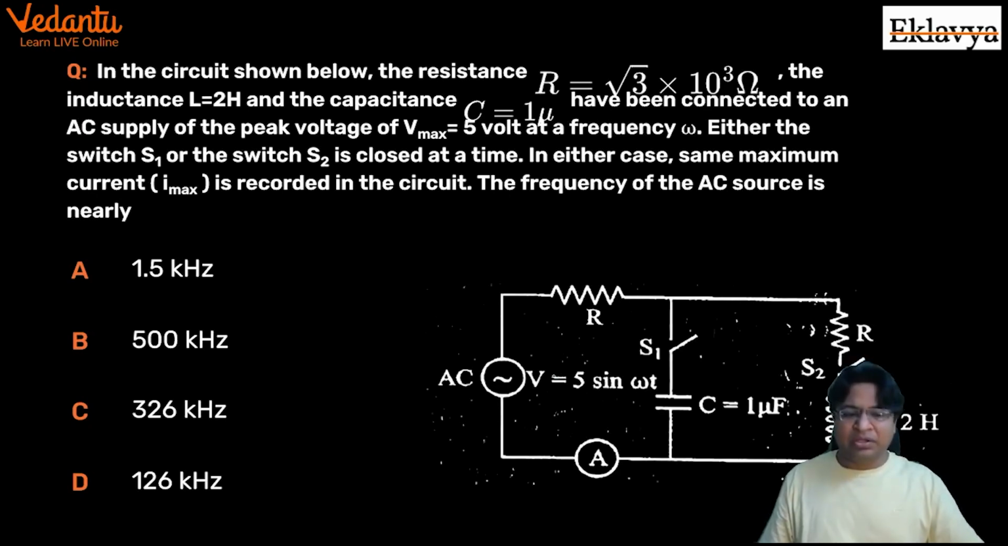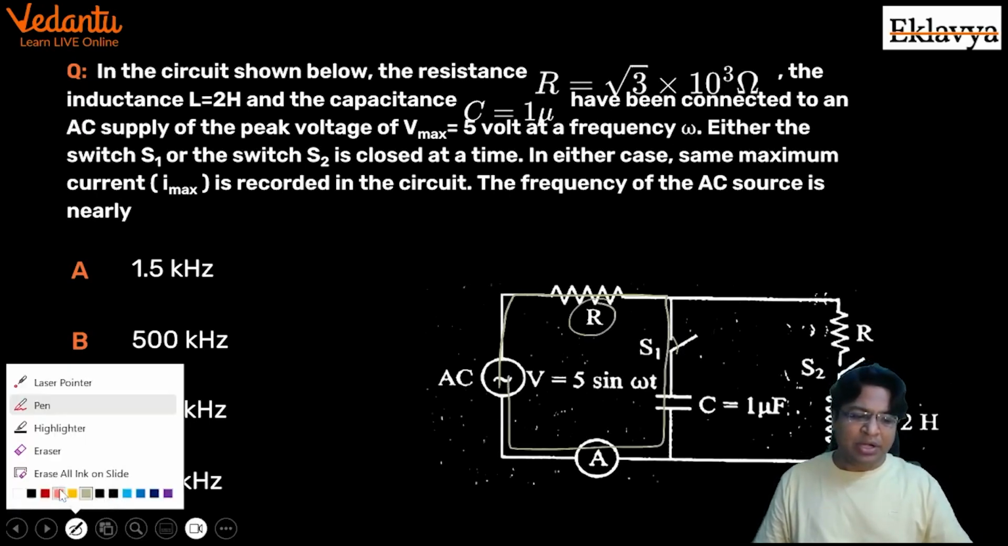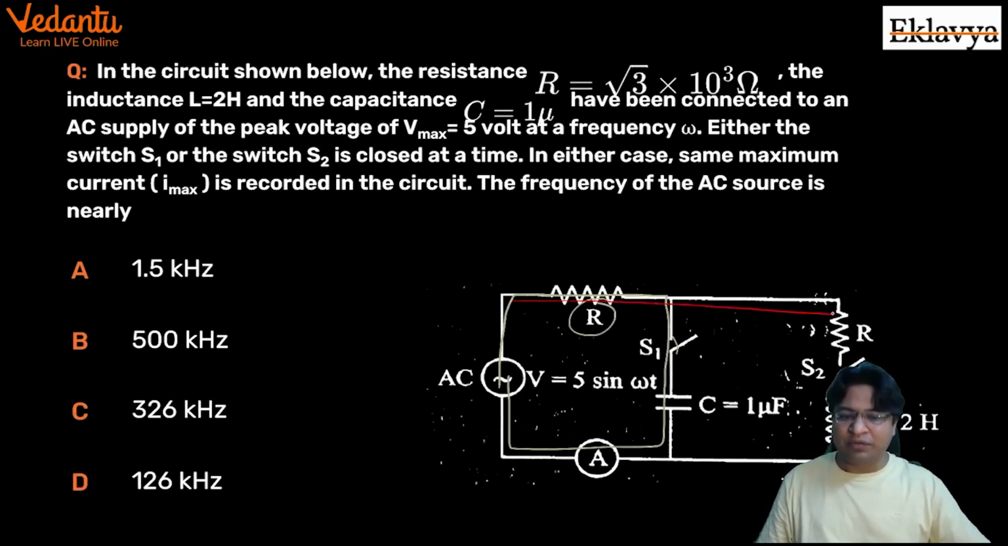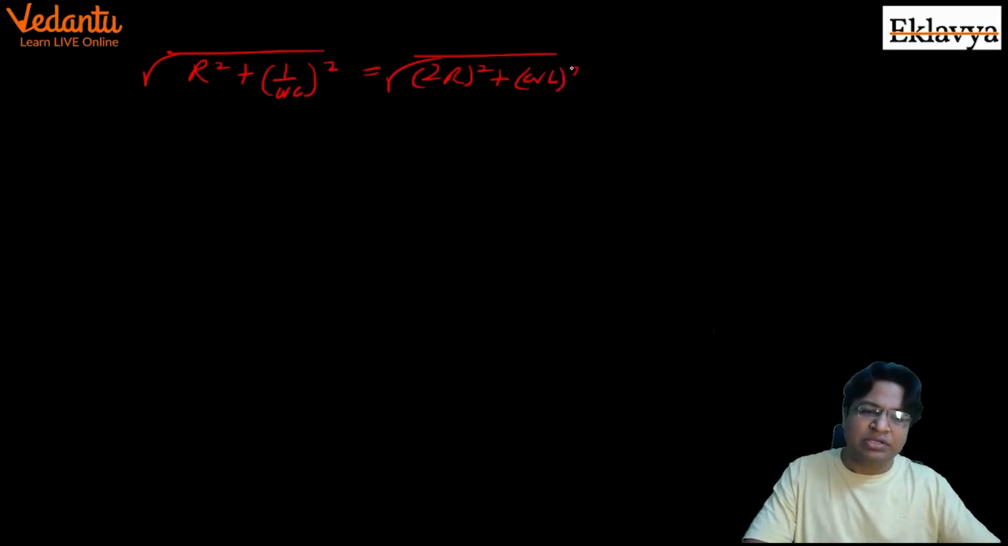So guys, when switch S1 is closed, current flows in this circuit, and this resistance and the capacitor form the impedance. When S1 is open and S2 is closed, current flows in this circuit, so now the resistance of the circuit is actually 2R. Because we are getting the same value of maximum current in both cases, the impedance should be the same in both. So we should be able to write root of R square plus 1 upon omega C square is the same as root of 2R square plus omega L square.